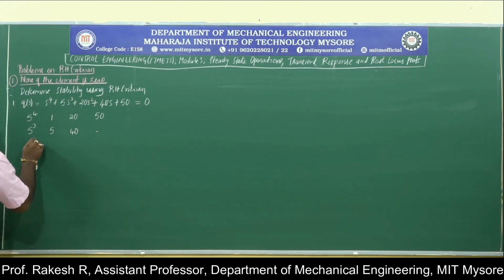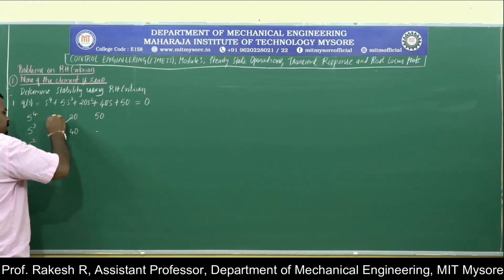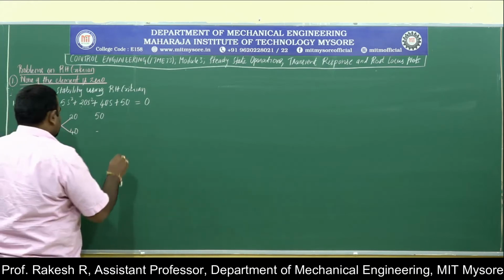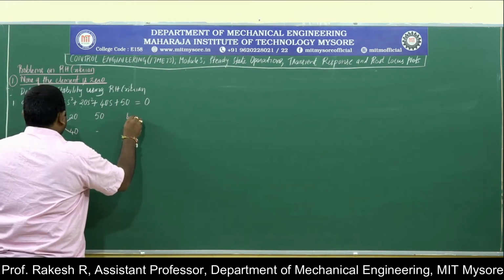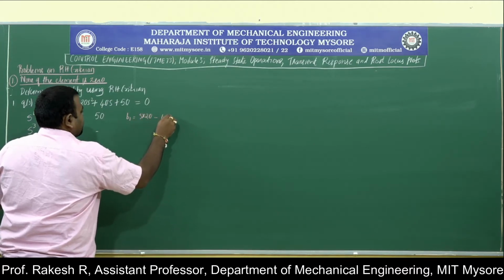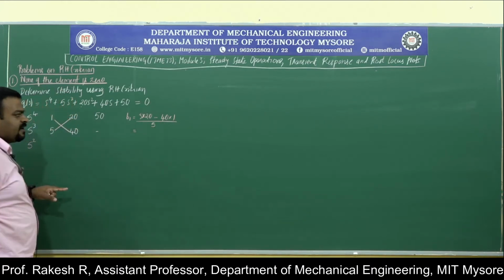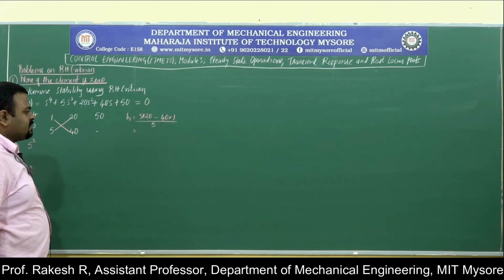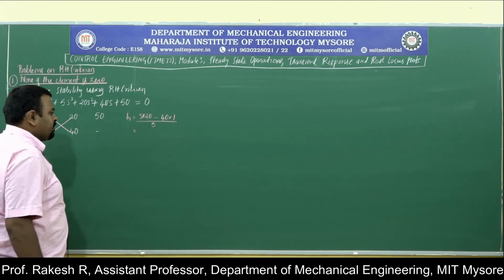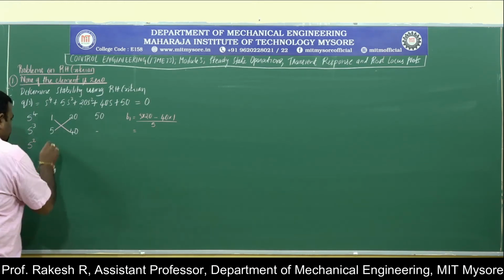Let us calculate s square. The next thing, how to calculate? Multiply this 20 into 5 minus 40. I will take it as B1 will be equal to 5 into 20 minus 40 into 1 divided by key element is 5. So 5 into 20 is 100. 100 minus 40 is 60. 60 by 5. What is 60 by 5? 60 by 5 is 12. So this is 12.